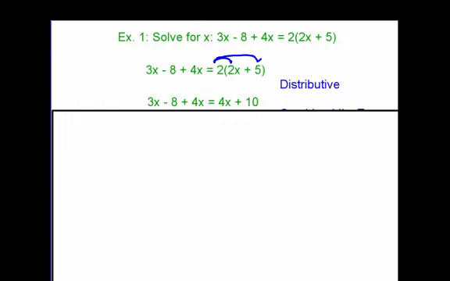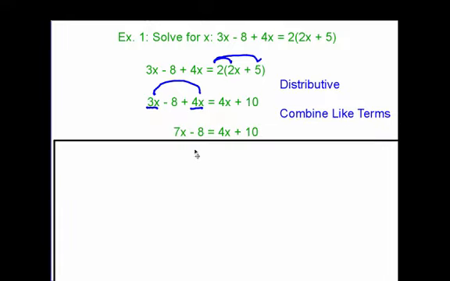Now my next step is that I want to combine the like terms on either side. Now my right side has no like terms, 4x and 10 are not like terms. But on my left side, 3x and 4x are like terms, so I want to combine them to get 7x. All right, so now I have 7x minus 8 equals 4x plus 10.